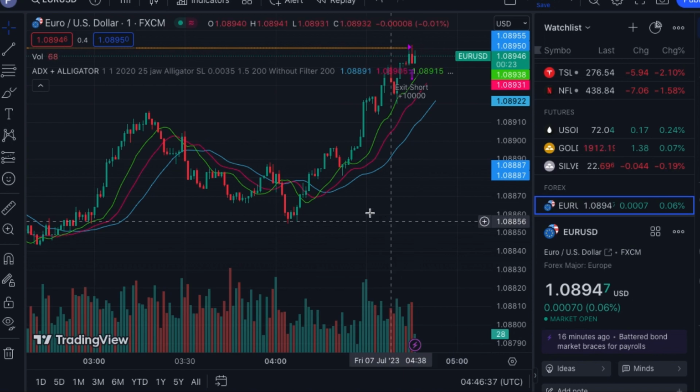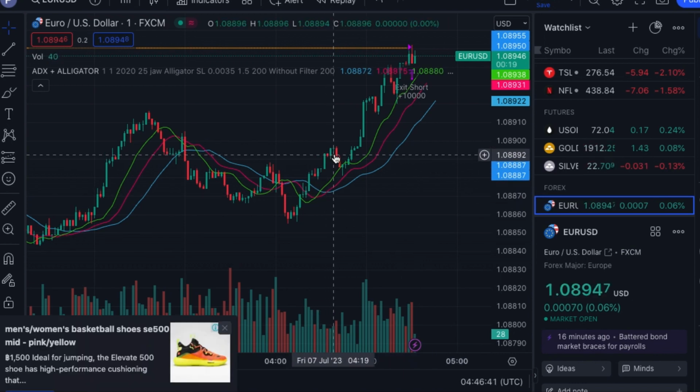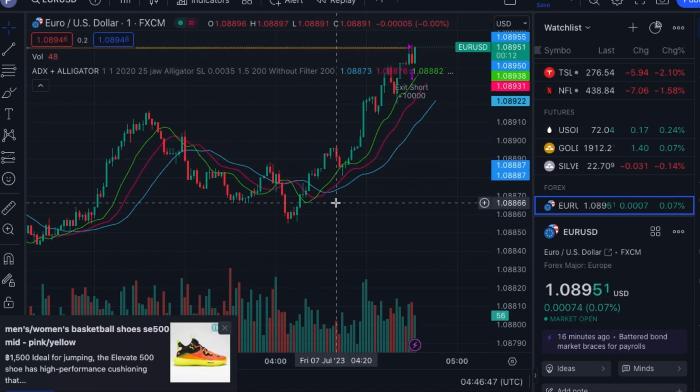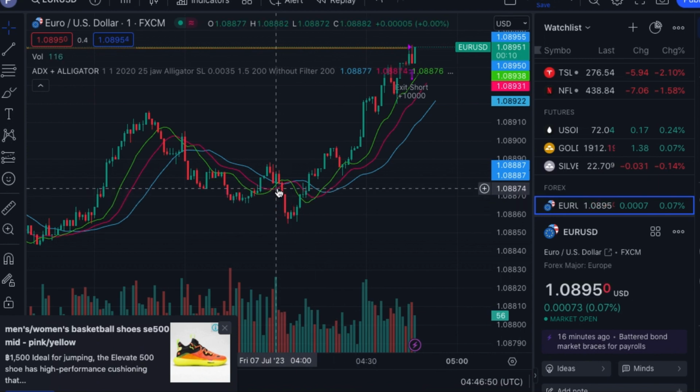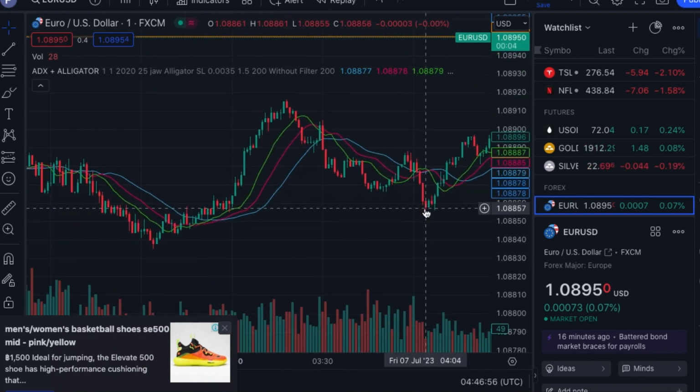Alright, so let's look at a few examples. Here, green cross, red cross. Alright, 2 minutes will win. Now over here, green cross, red cross, lose. This one over here, is there one here? Green cross, red, green and red cross at the same time, lost.